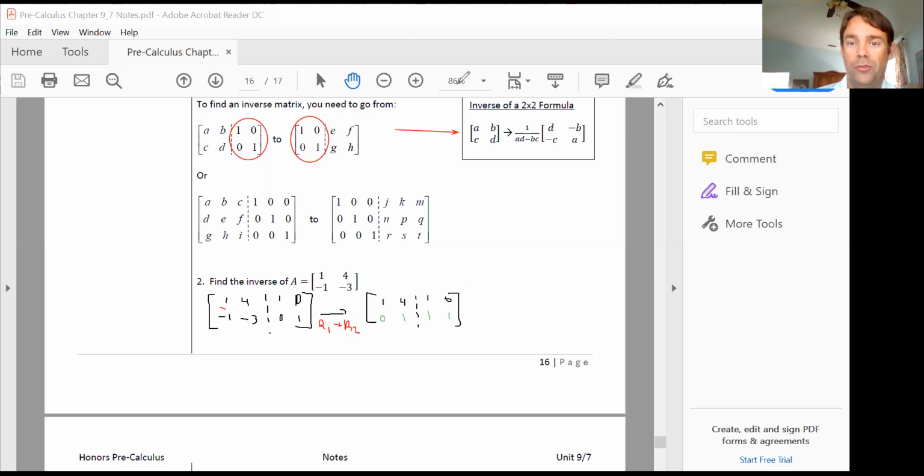Since I already have my 1 here, that's pretty nice. I only have to do one more row reduction, looks like. One more operation. So I'm going to take that second row and multiply it by -4, and I'm going to add that to the first row. If we were doing the Gauss-Jordan, we would be already done. But remember, we have to get it in reduced row echelon form to get our inverse matrix.